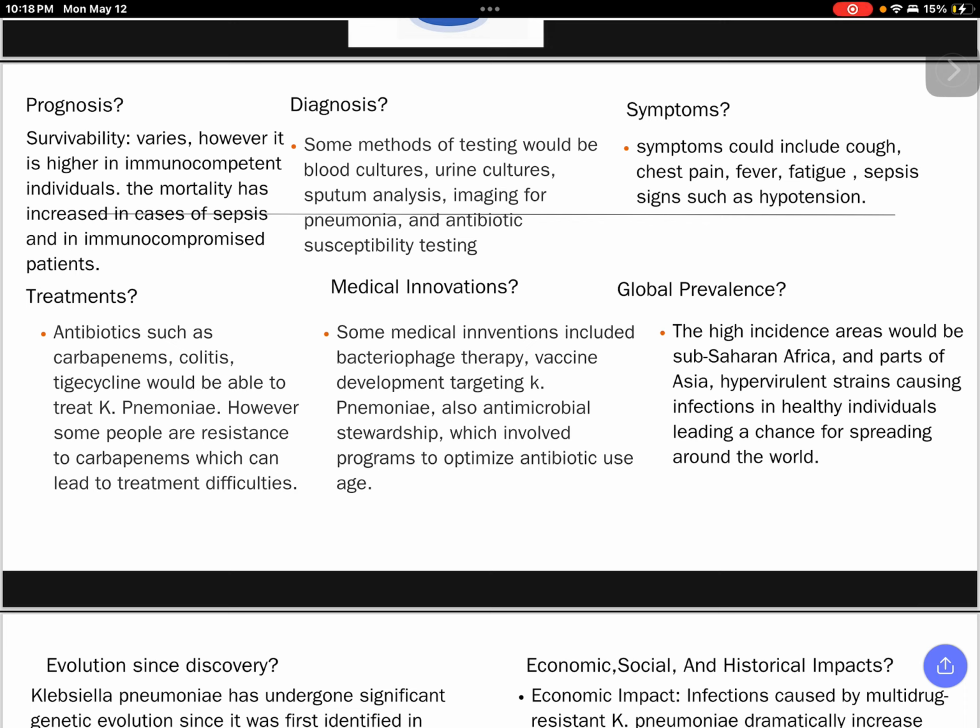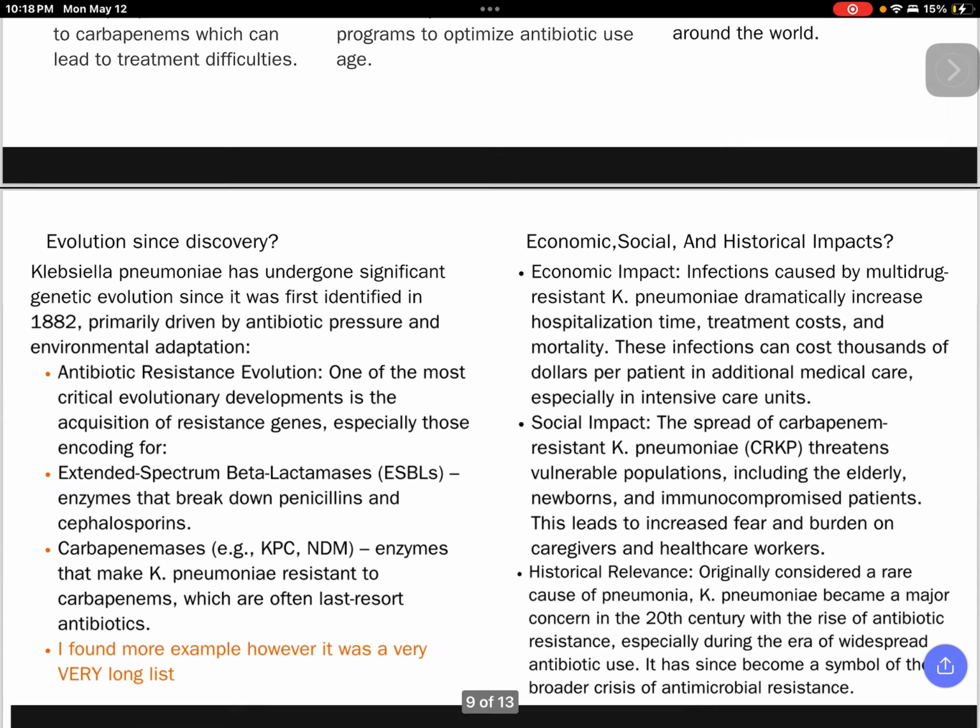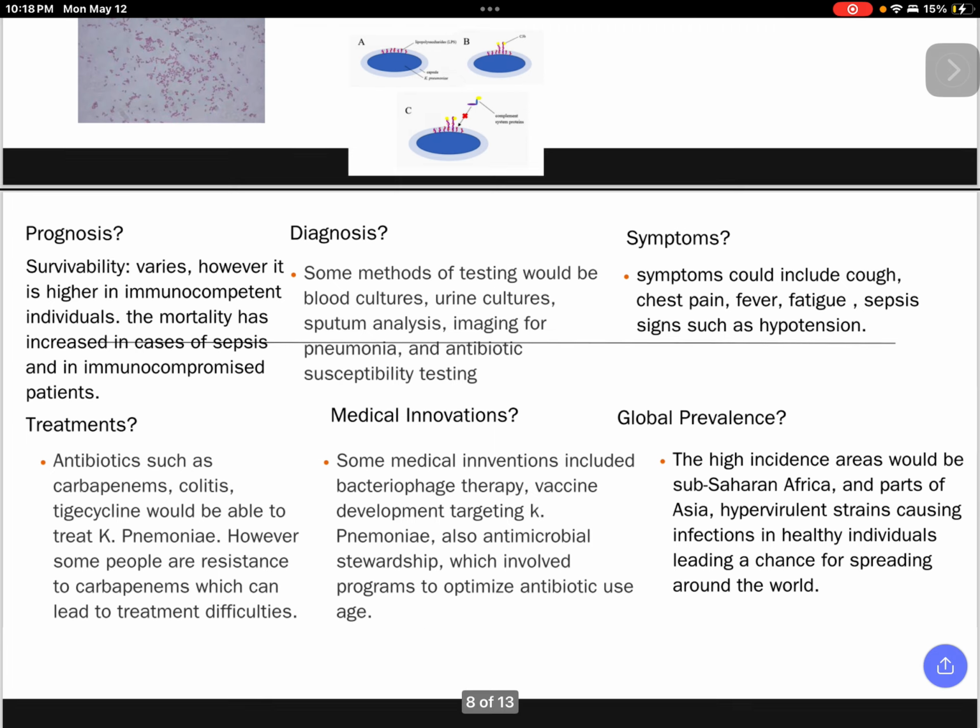Some of our treatments: antibiotics such as carbapenems, colistin, and tigecycline would be able to treat K pneumoniae. However, some strains are resistant to carbapenems, which could lead to treatment difficulties. You will see why later in, I think, its evolution.